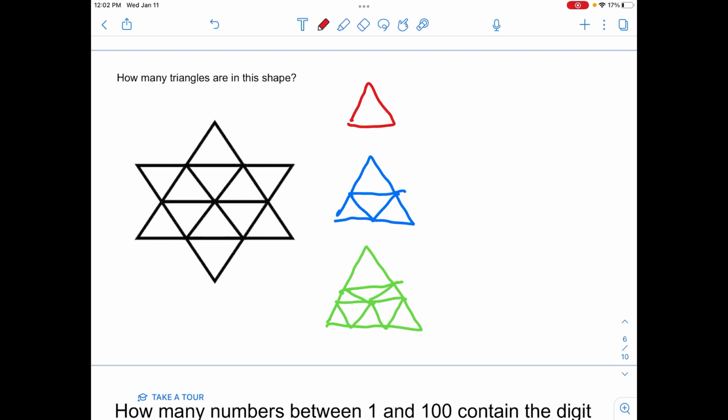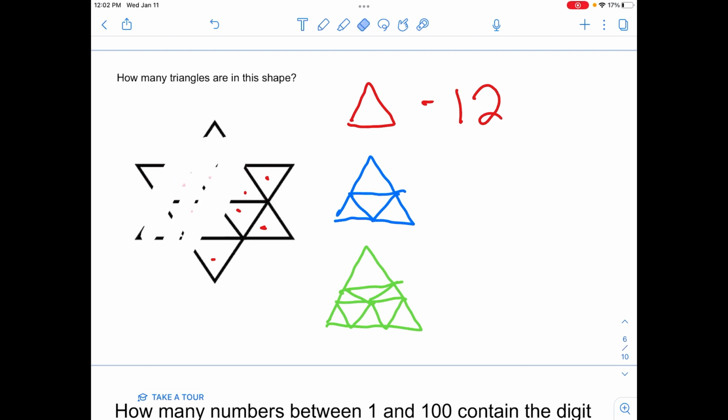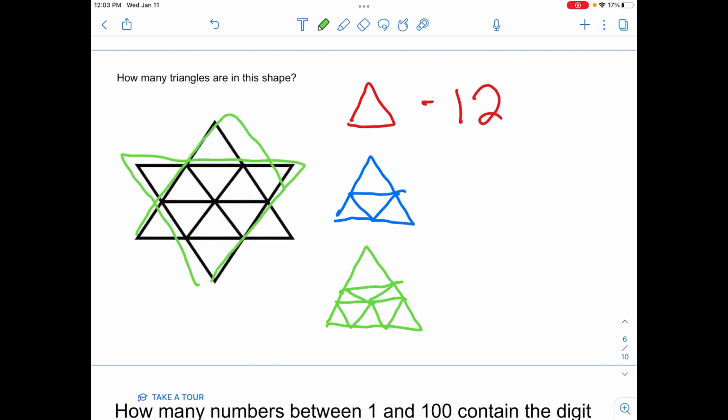Let's start with the tiny triangles. Those are pretty easy to count. We can see 1, 2, 3, 4, 5, 6, 7, 8, 9, 10, 11, 12. So we can count 12 of those tiny triangles, and we're pretty confident just from looking at it that that is all of them. So pretty good, the small ones. Let's go next to our largest triangles. We can see that there are really 2 of the large triangles, and we're pretty confident there are no more and no less of those.